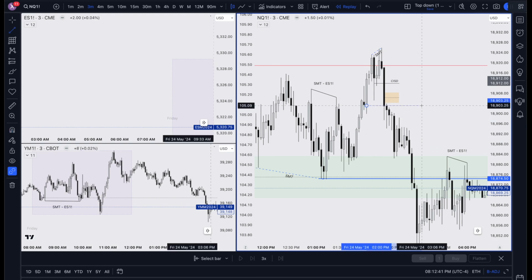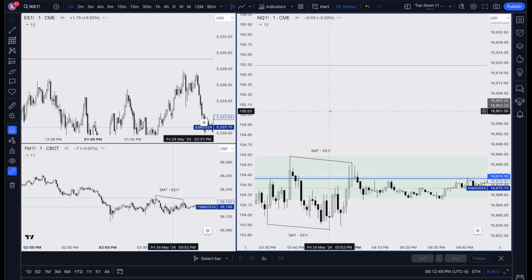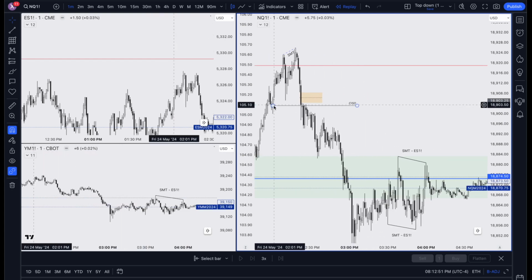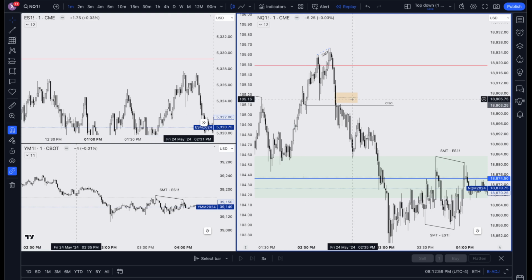This is a change in state of delivery. There we go. Price doesn't need to come back into this inefficiency. Look at where it's keying off of, guys. It's keying off of the change in state of delivery, or some people will call this the breaker, which it also was keying off of, right? 1 PD array, 2, 3.